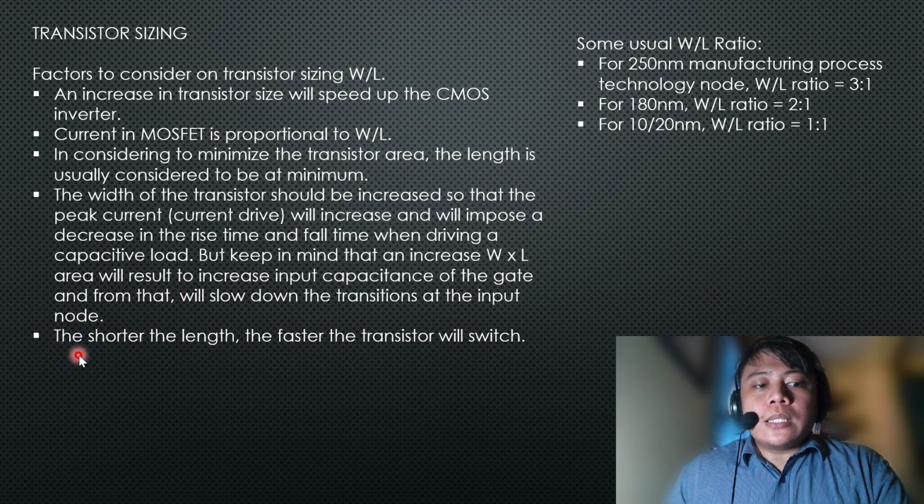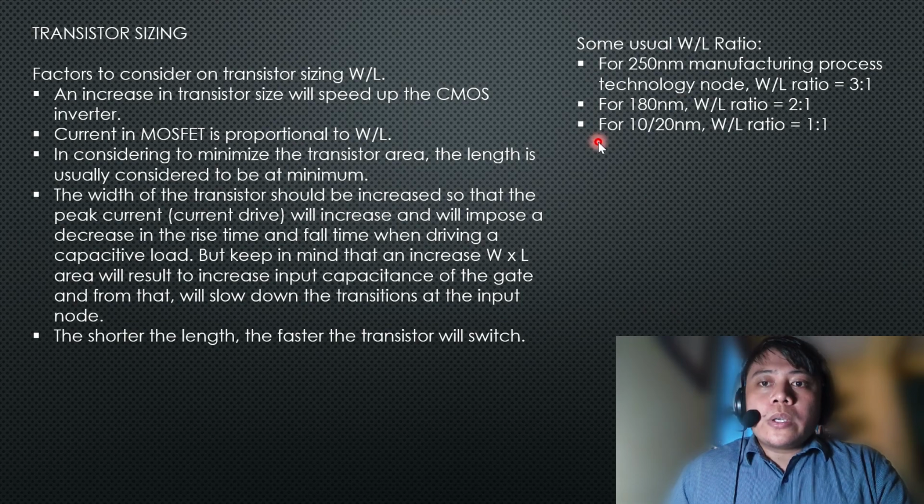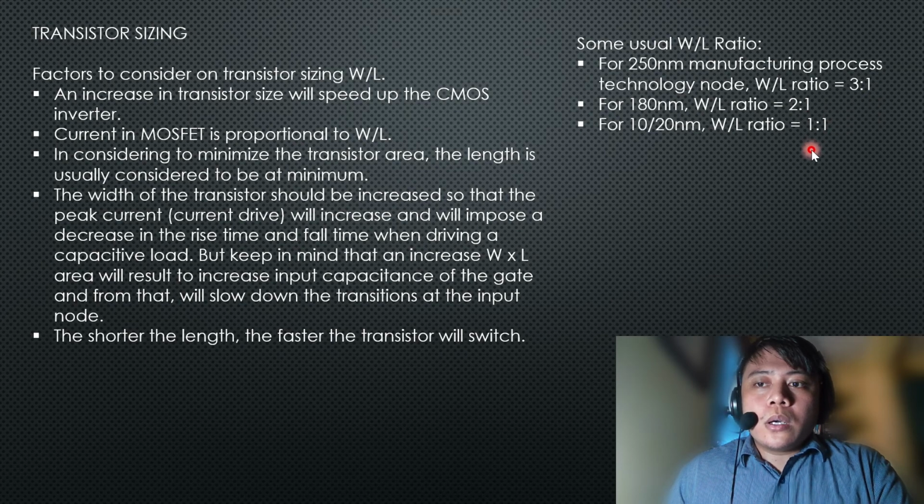Lastly, the shorter the length, the faster the transistor will switch, so the propagation will be faster. Here are some common width over length ratios: 3 to 1, 2 to 1, 1 to 1, but depending on the manufacturing process technology node. For 3 to 1, we have 250 nanometer and 180 nanometer. We should be using 2 to 1, and for 10, 20 nanometer, we should be using 1 to 1.